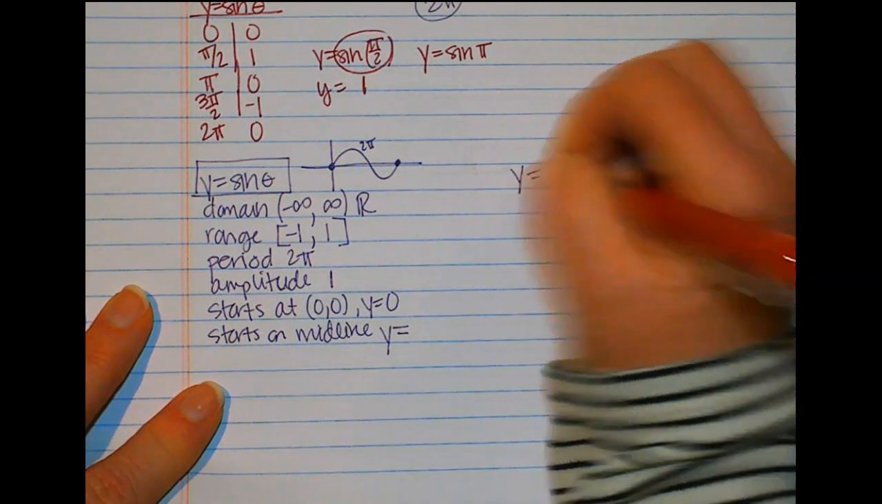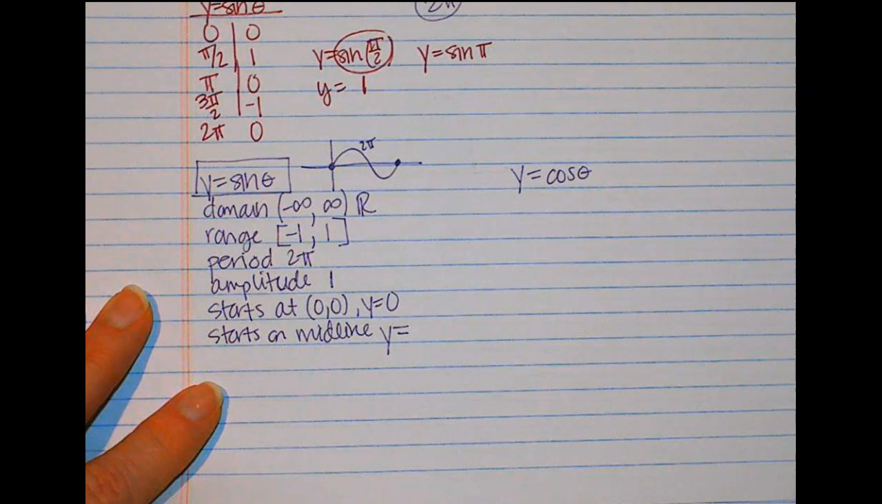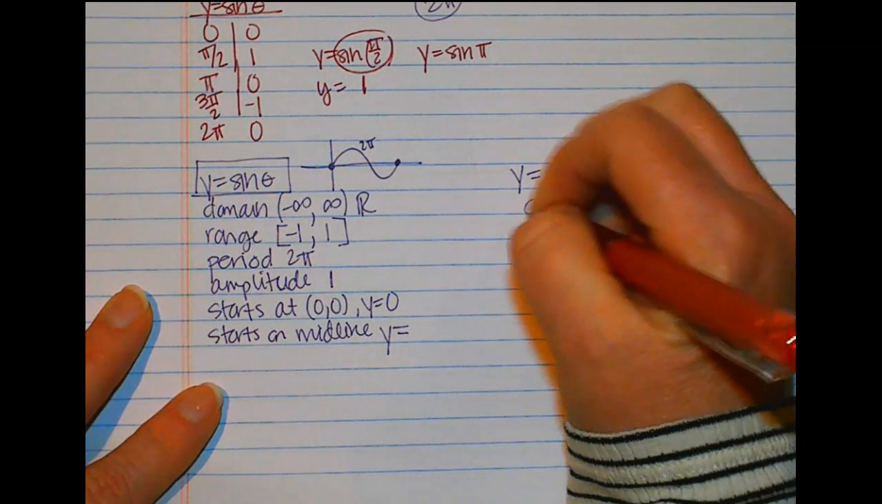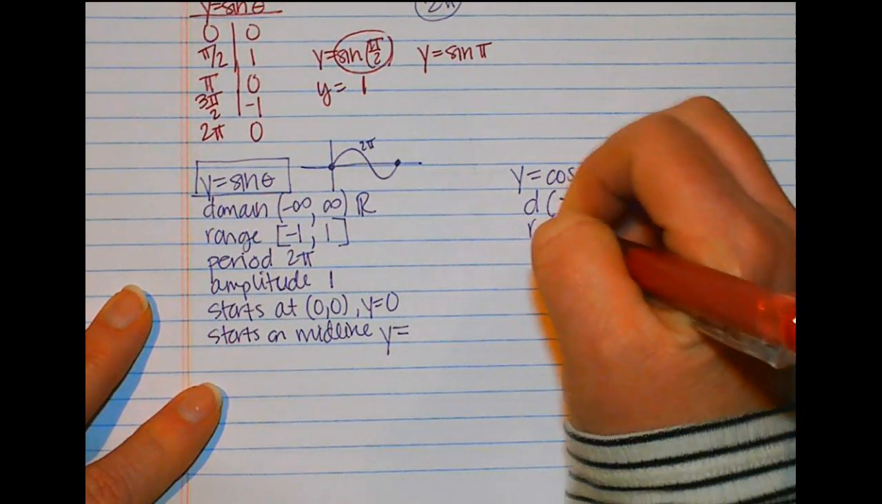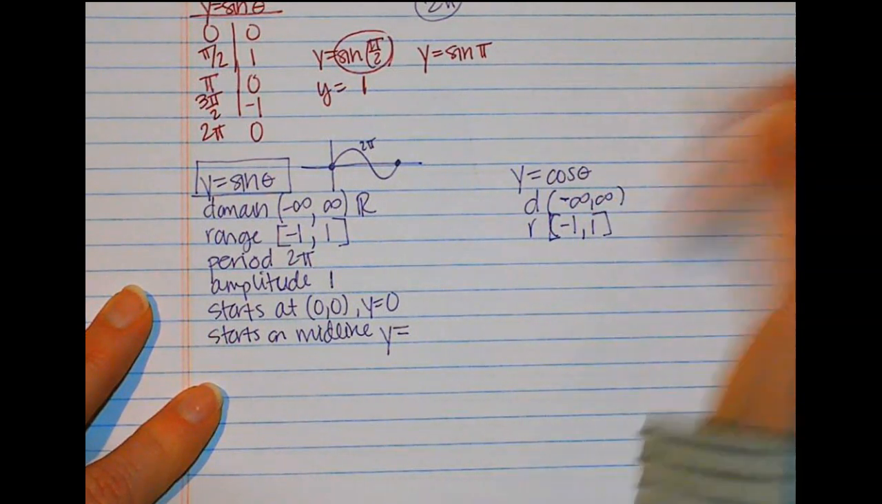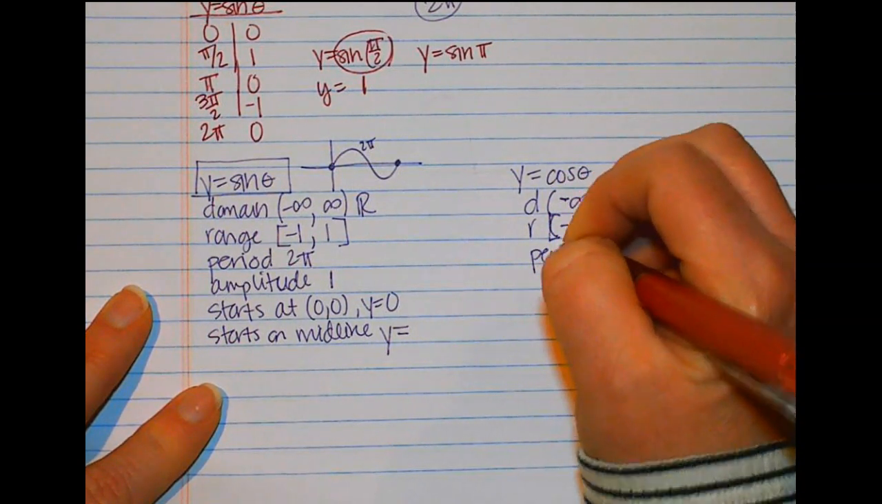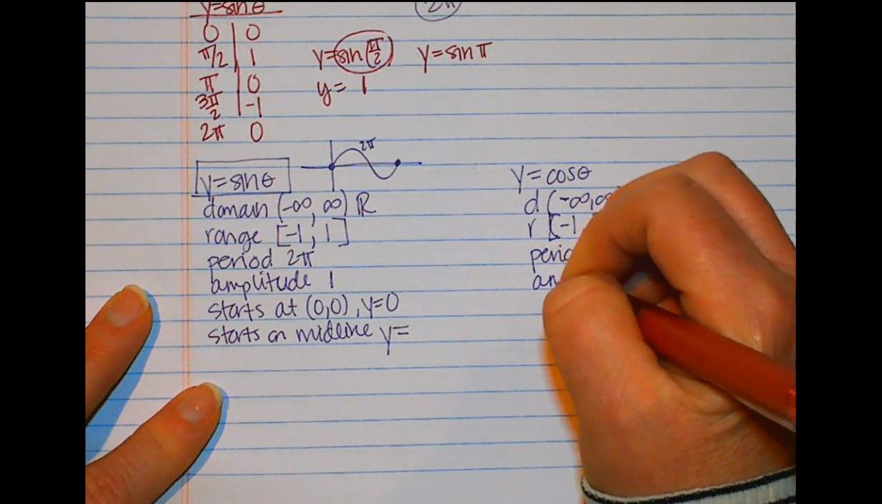Cosine is the same kind of graph. It has exactly the same domain and range. So it has domain of negative infinity to infinity, range of, oopsies, hard bracket, negative 1 to 1. It has a period of 2 pi. It has an amplitude of 1.